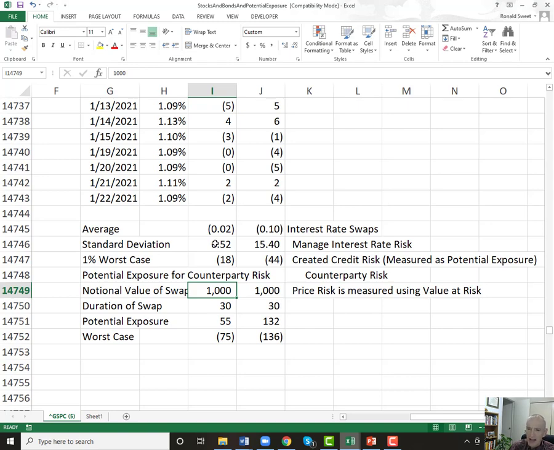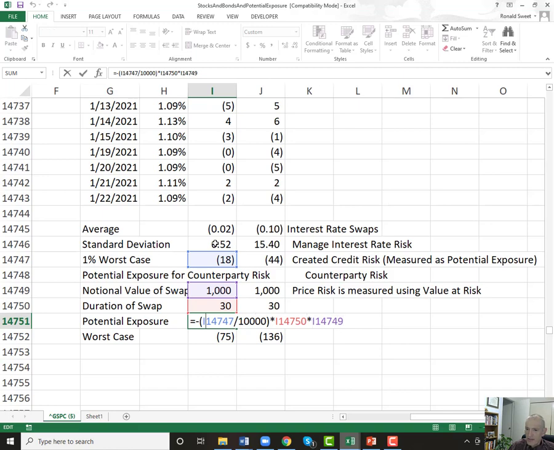So I said, I'm going to give myself a week. How much could my exposure change in a week? So that if this thing really gets away from me, how much am I exposed to Morgan Stanley? And so that's why I did it on a daily basis and a weekly basis. On a daily basis, my exposure in the 1% case was 18 basis points. I had $1 billion value in swaps with a duration of 30. So what is my exposure?